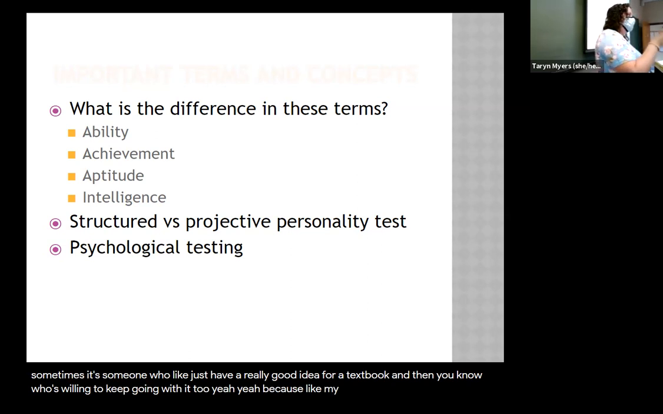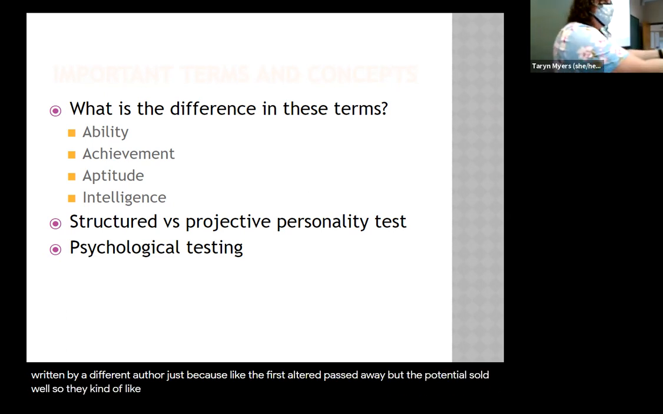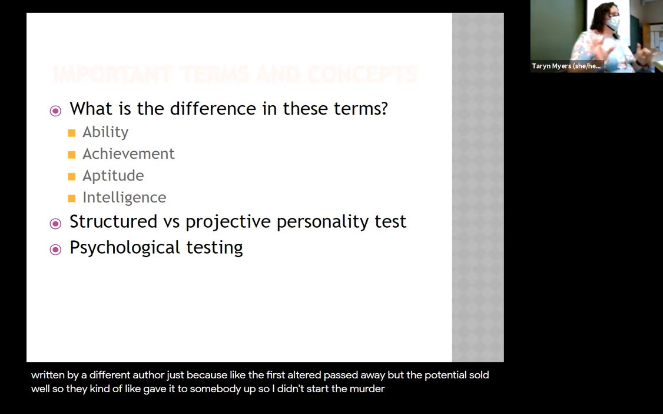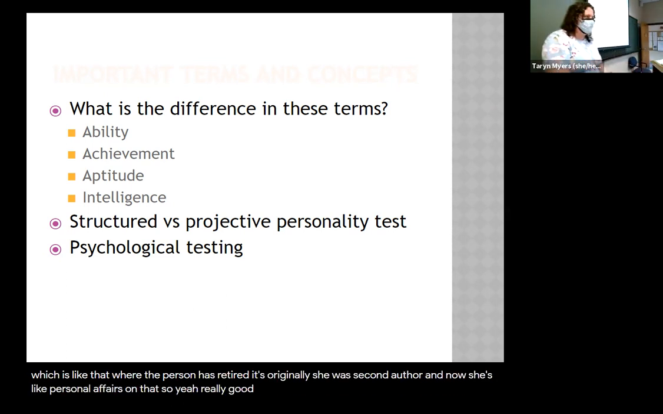some of you took Psych in the Law with me last semester. My Psych in the Law textbook is now written by a different author just because the first author passed away, but the textbook sold well, so they gave it to somebody else. And I think one of Dr. Margot's textbooks was like that, where the person retired, and so originally she was second author, and now she's first author. So, yeah, really good question. It is sort of an interesting process.